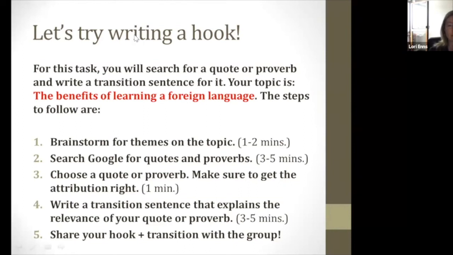Exactly. And then we have from Madi, "As long as you know the language, you will find the way." So is that a quote or is that a proverb? Don't forget the attribution, guys. This is very important when we select hooks.